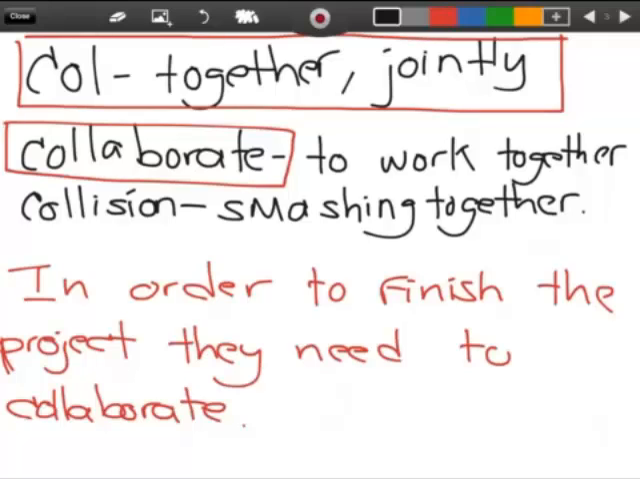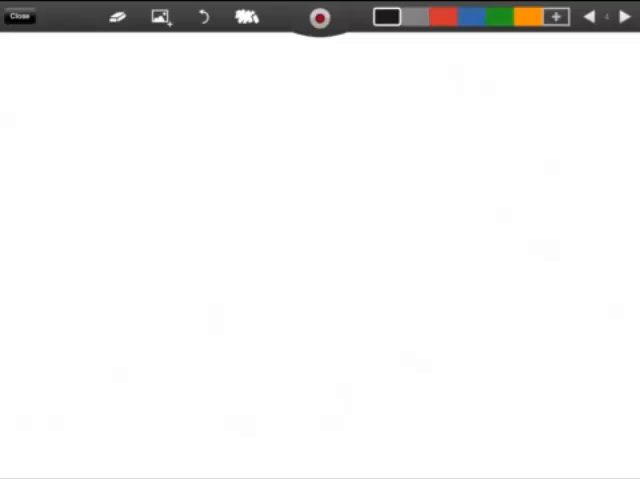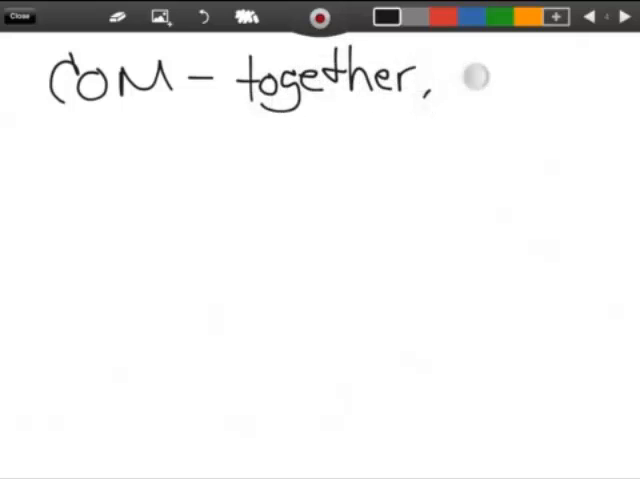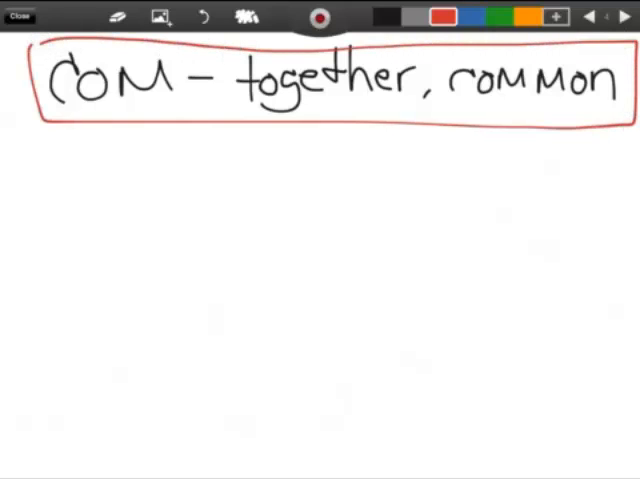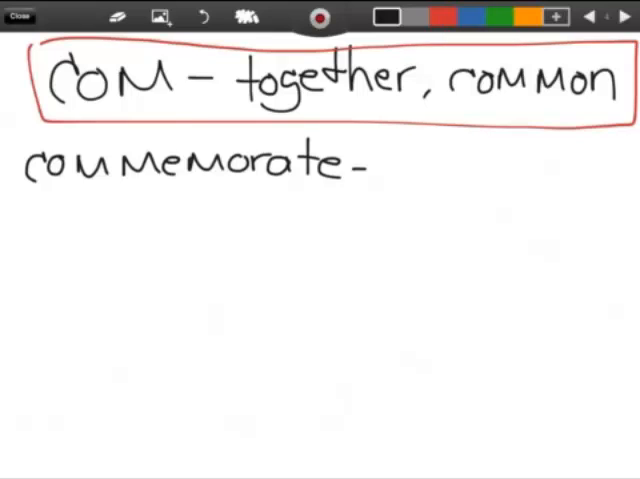Moving on to our next root is com. This is another commonly used word, so I'm going to put this in a box after I give you the meaning. Com means together, and it means common. I'm going to put this in a little box. This is commonly used. I'm going to give you an example word. I'm going to say commemorate, meaning to memorize together.